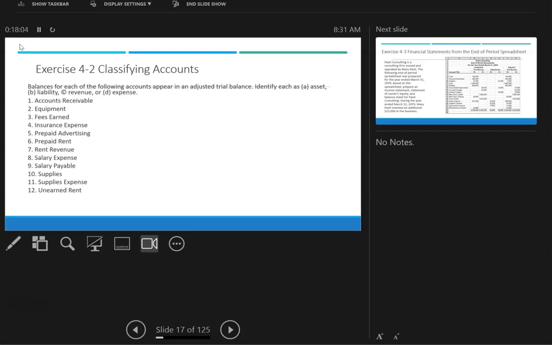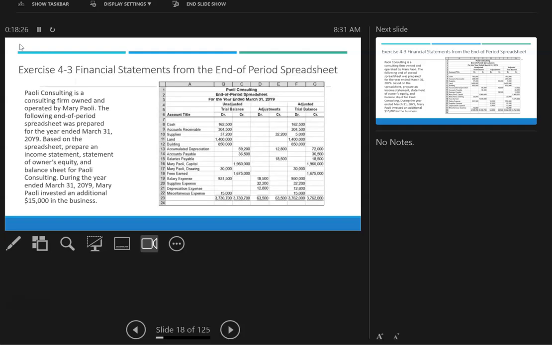Awesome. Do you understand that an expense only has the word expense? A payable or a liability will have the word payable after it except one of them. Unearned rent. Guys, unearned rent is a liability, but it doesn't have the word payable. It's the only one that doesn't. Don't forget that.